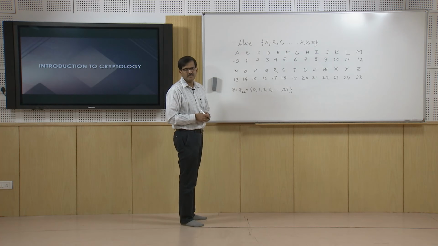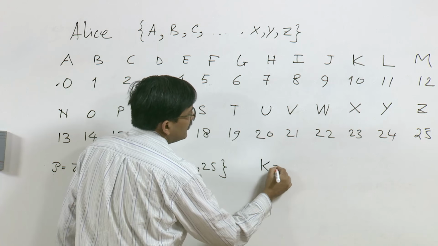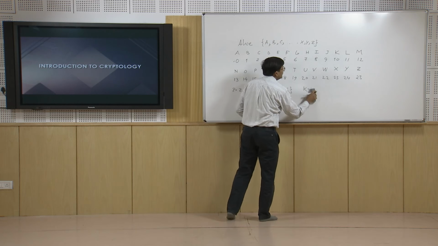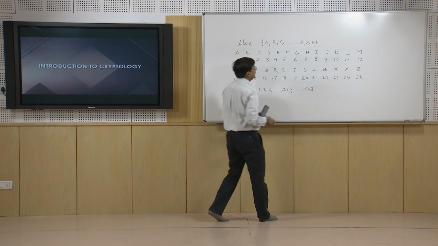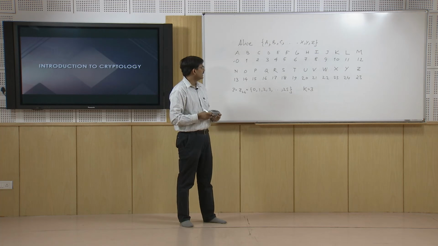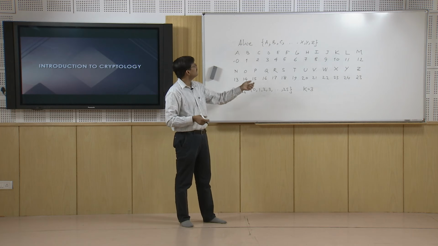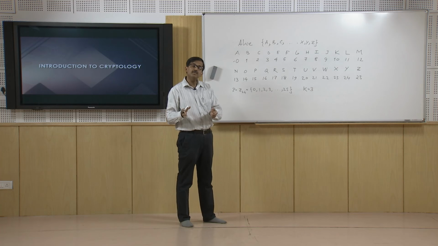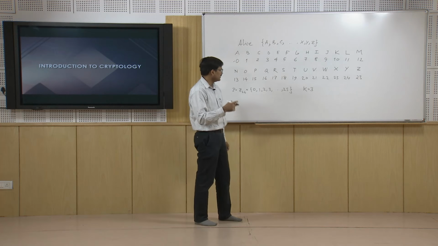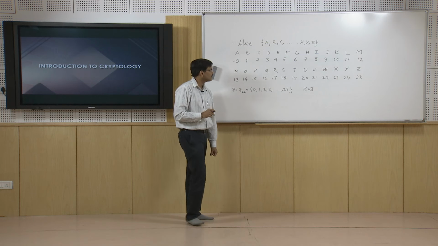Let us say the amount is 3. This amount to which Alice shifted each letter is called the key, and in this case the key is k, which is equal to 3. Whenever she wants to send a message, she just shifts each letter by this fixed number. So, she adds this number to each of the letters.